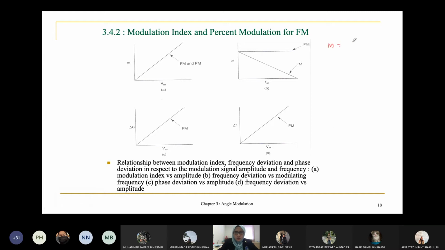Okay, so previously you know that M equals KVm and also M equals K1 Vm over Fm. So if you look at this first graph, you can see that if the amplitude of the modulating signal increases, the modulation index will also increase. This is valid for FM and also PM.